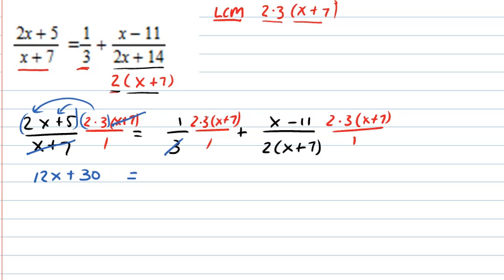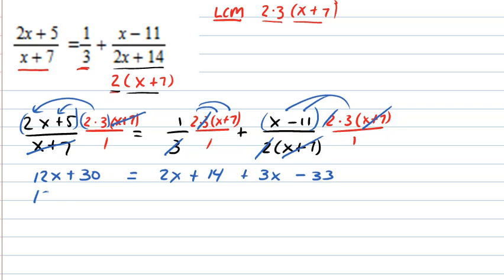On the right-hand side, the 3 disappears here, so we end up with a 2 being distributed. So 2x plus 14. And then this last one is really nice. The 2 disappears. The x plus 7 disappears. And we're left with 3 that gets distributed to the x and the 11.